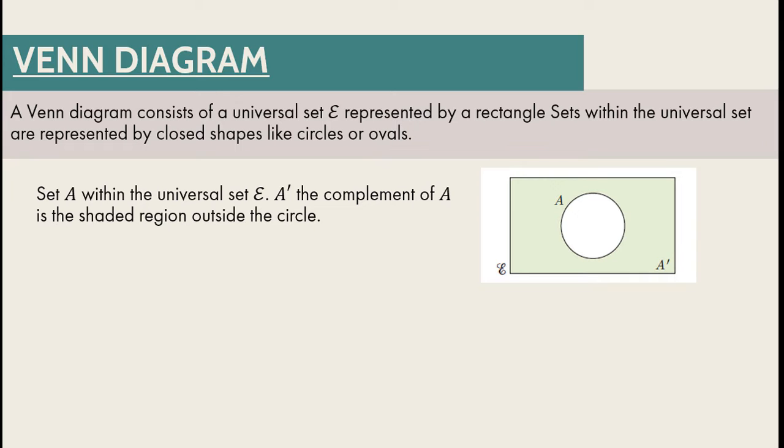Here is a picture of the most basic Venn diagram. So the set A within the universal set E is represented with the Venn diagram as shown on the slide. And A prime is the complement of A. It is the shaded region outside the circle. Remember, A prime is the set of elements that belong to the universal set but not in A. So A prime is anything under consideration that is not inside the set A.